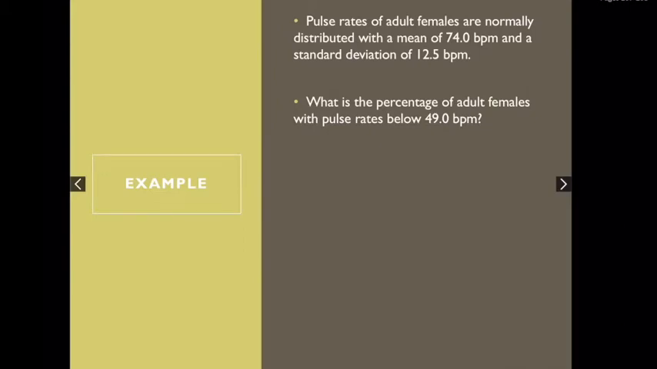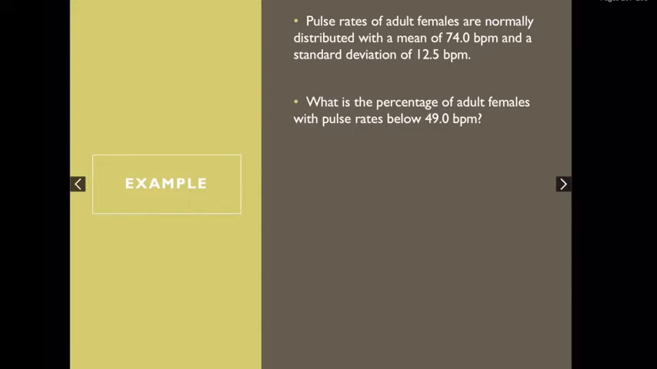Let's go through a couple more examples using the 68, 95, 99.7 rule. Pulse rates of adult females are normally distributed with a mean of 74 beats per minute and a standard deviation of 12.5 beats per minute. What is the percentage of adult females with pulse rates below 49 beats per minute?